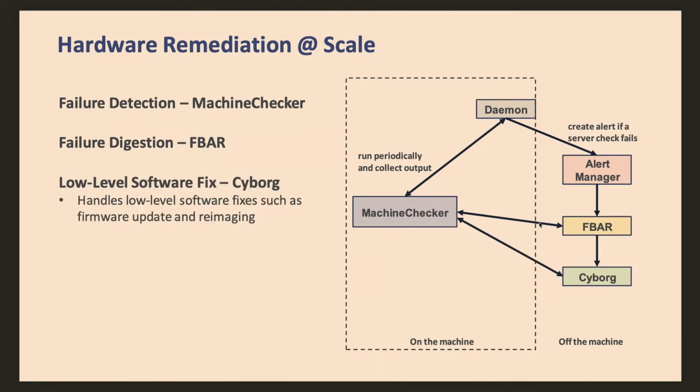So once FBAR goes and fixes it, Cyborg kicks in. As I said, let's say FBAR identified that for this particular type of check, we need to deploy a new firmware update, or we want to update the new kernel. Then Cyborg is that low-level code which actually does the actual work of deploying that fix.